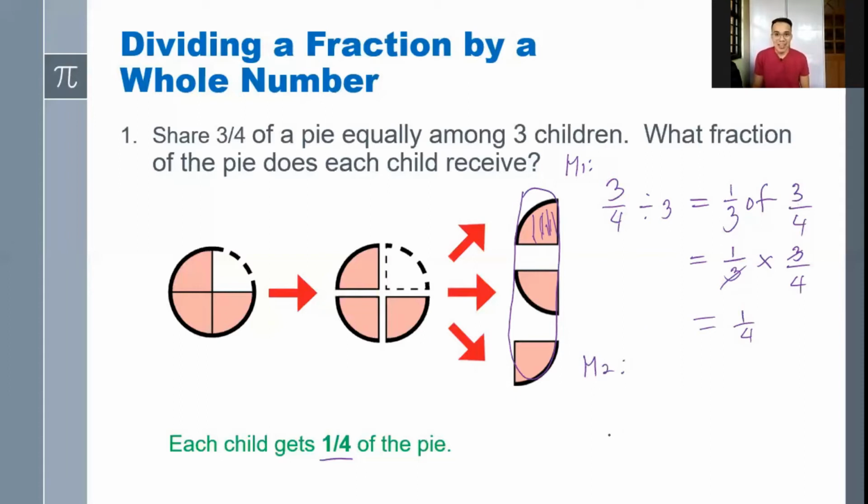Our method number 2 is, we have here 3/4 divided by 3 equals, remember, in multiplying numbers, we don't care about the order of the numbers being multiplied. What I mean is 1/3 times 3/4 is the same as 3/4 times 1/3. And this will still give you the same answer, which is 1/4. Each child gets 1/4 of the pie. You can either use models like this, use method 1, or use method number 2.